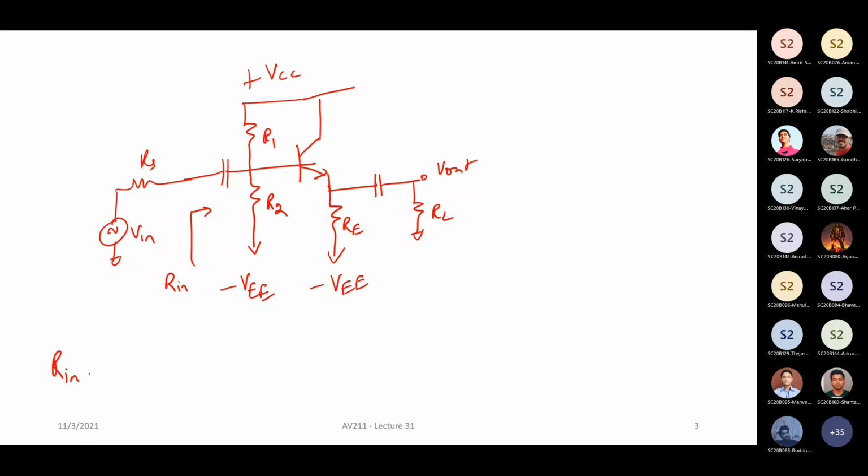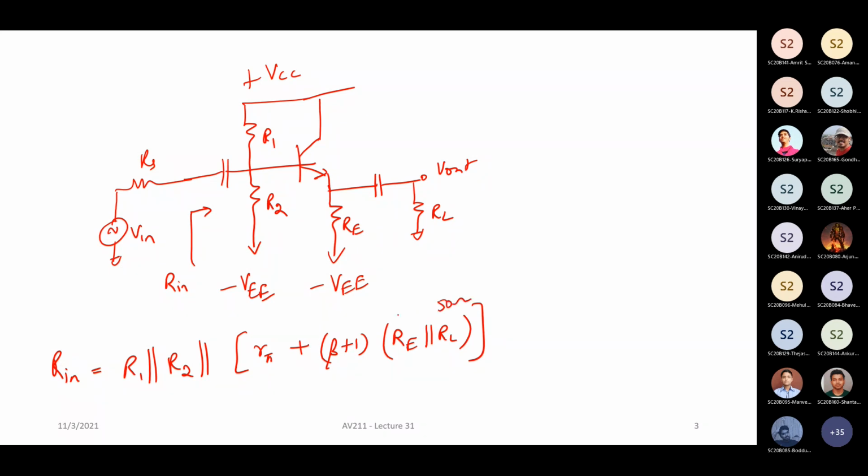So the input impedance is what? It is first of all R1 parallel to R2 parallel to r pi in series with (beta plus 1) times the resistance at the emitter. What is the resistance at the emitter? It is RE parallel to RL. So you solve this, you will get the answer. You will see that this was 50 ohm and this was, I think, 200 ohm. So both together will be some 40 ohm. Multiply by 201, I think you'll get some 8 kilo ohm something. This R, I think I had given IC also.